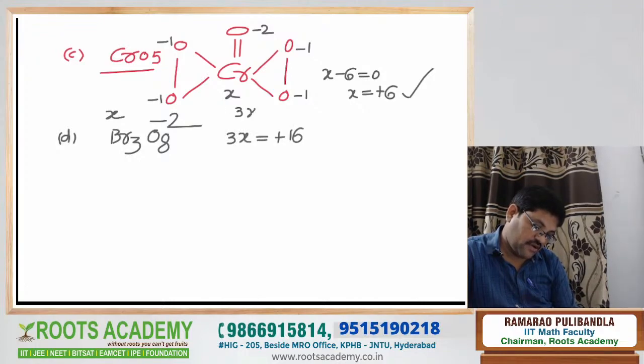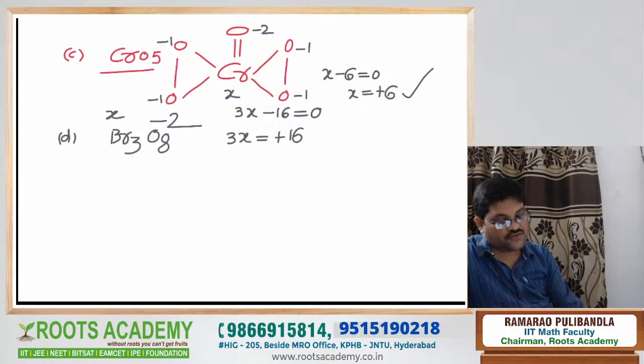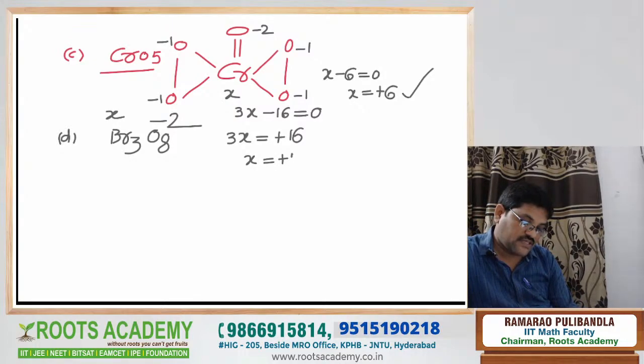How do you get it? The sum of the oxidation states is equal to 0. Tell me what I said. The sum of the oxidation states equals what? 0. That's why x is equal to plus 16 by 3, which is plus 5 point something.